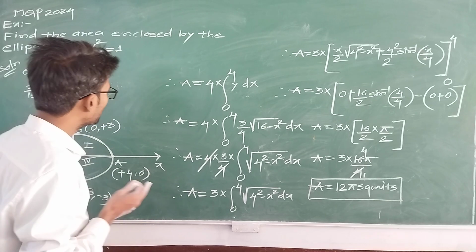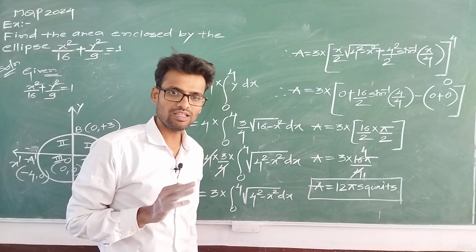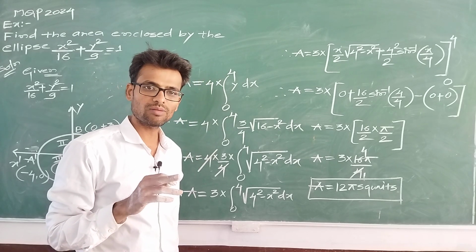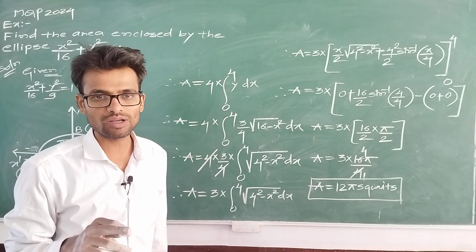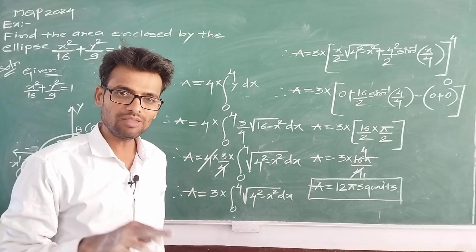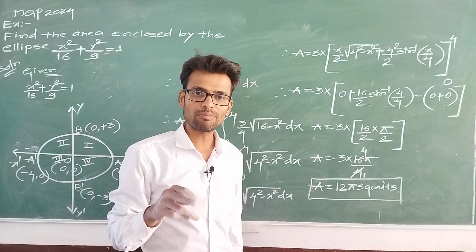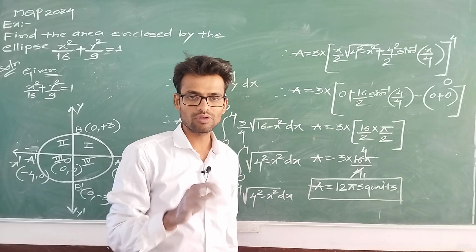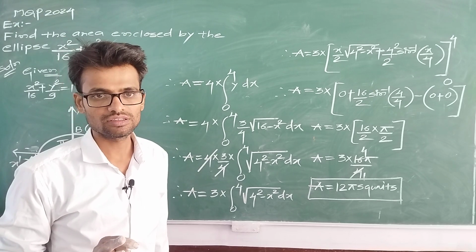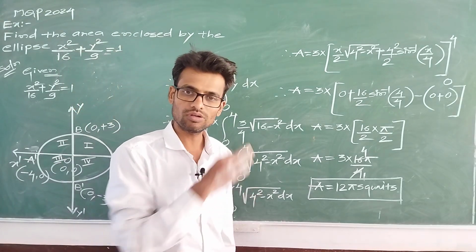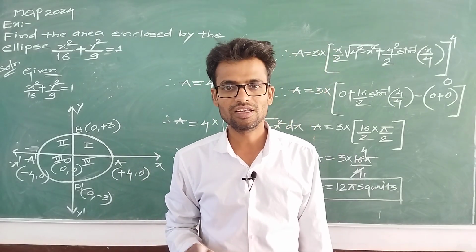And after that, if any example comes in the general form, reduce the equation to the form x square by a square plus y square by b square equal to 1, find the values of a and b, substitute the values of a and b in the area A equal to pi ab, and calculate. You will get the area of the given elliptical equation. So for 1 mark you don't follow this whole procedure, directly go for substitution. You substitute the values of a and b in pi ab.